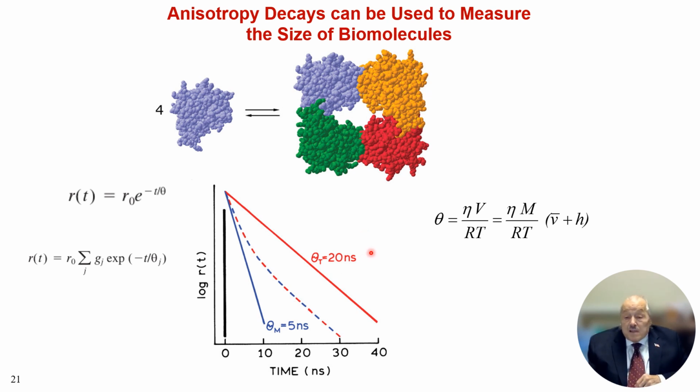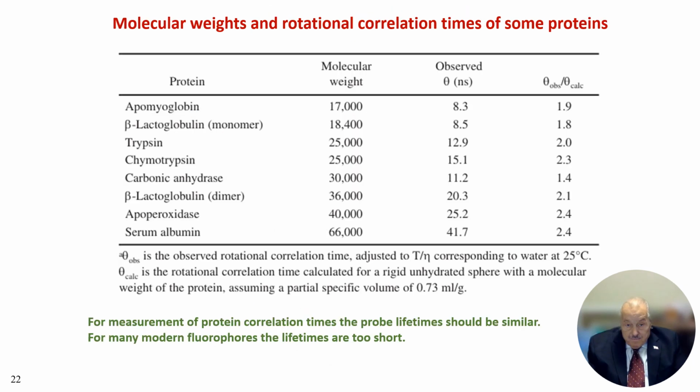A nice thing about anisotropies is that they're very sensitive to the size of the protein. You notice here it goes up by a factor of 4 when the molecular weight goes up by a factor of 4. This is now for rotational diffusion. That's not the case for rotational diffusion, which depends much more weakly on molecular weight, or stated in our favor, the correlation time is very sensitive to the molecular weight.